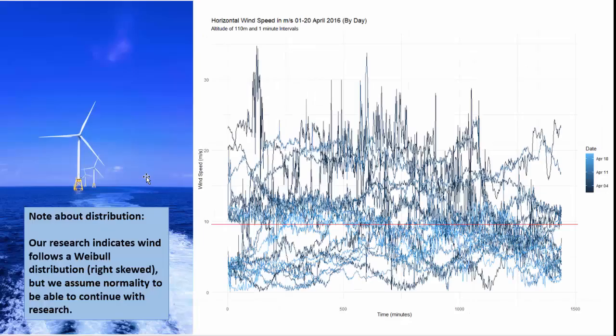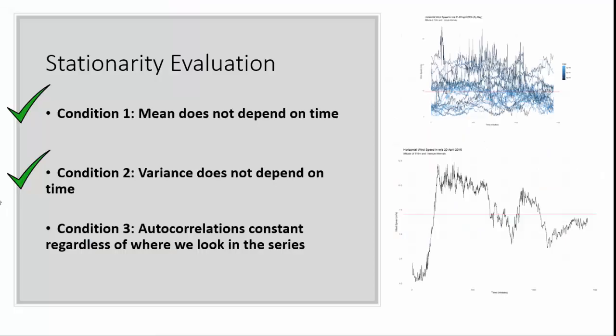These are all the realizations from April 1st to April 20th plotted all together, and they're also at 1 minute intervals. When evaluating stationarity, we do see a constant mean and a constant variance, so we feel like condition 1 and condition 2 appear to be met.